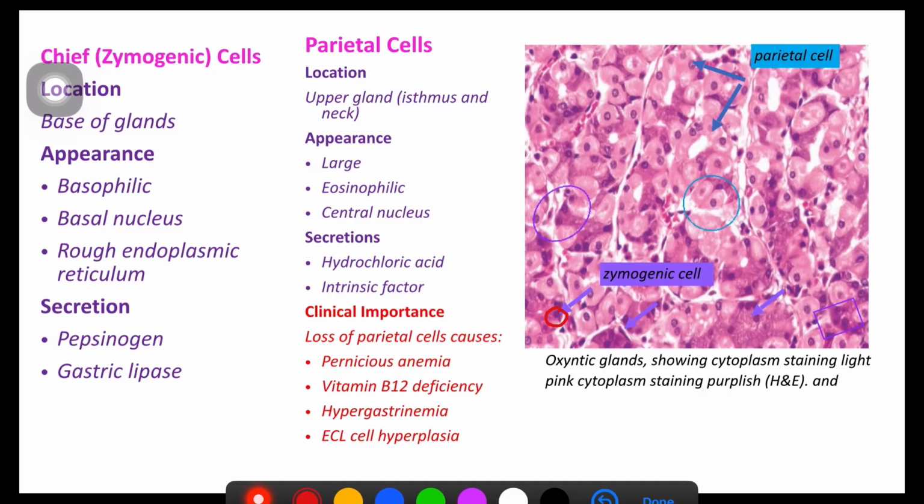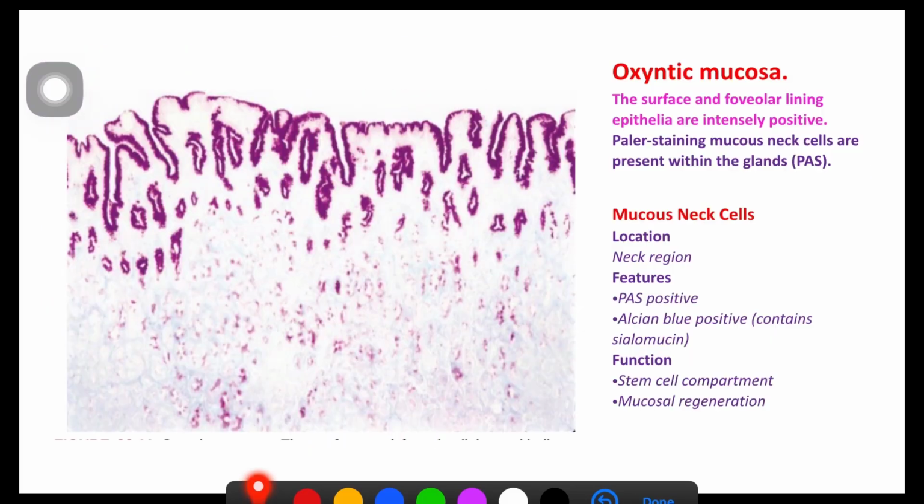Whereas parietal cells are located in the isthmus and neck region. They are large, with eosinophilic cytoplasm and a centrally placed nucleus. They secrete hydrochloric acid and intrinsic factor, and what is the clinical importance? Whenever there is loss of parietal cells, it causes pernicious anemia, B12 deficiency, hypergastrinemia, and enterochromaffin-like cell hyperplasia. So it is very important to remember the different functions of parietal as well as zymogenic cells.